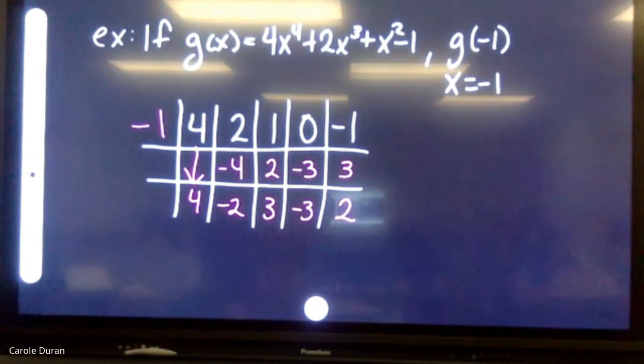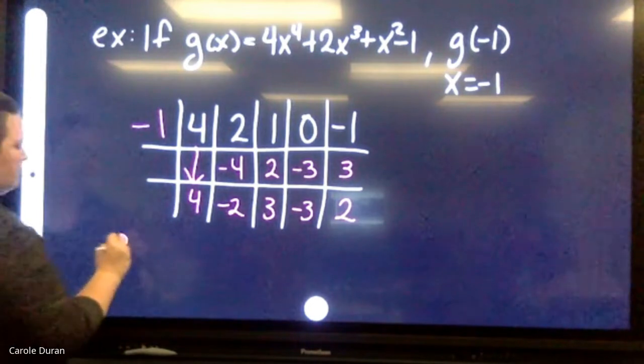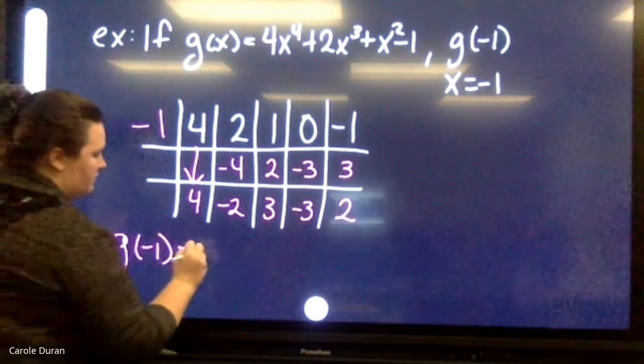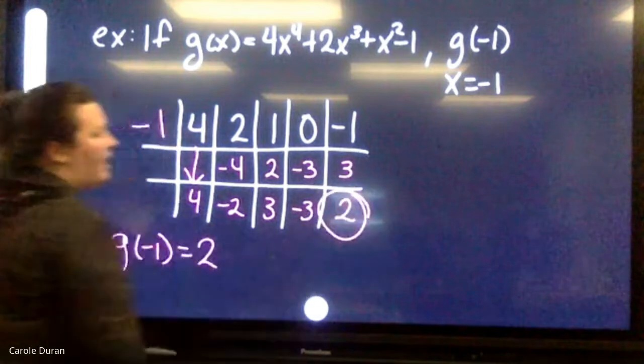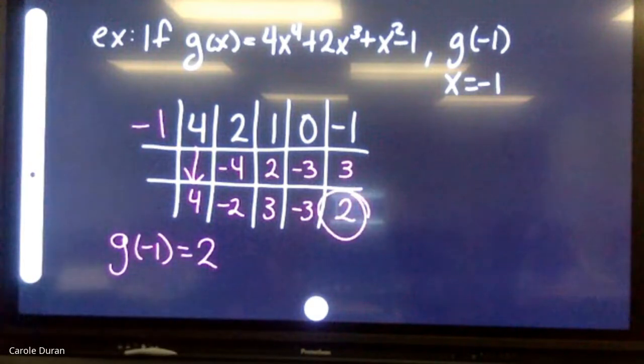Did it work out the same way on your paper? So what does this tell me about g of -1? It's equal to 2. That's exactly what it tells me. Because my remainder after the synthetic division process was 2, and remainder theorem tells me that that's my answer if I would have plugged -1 in. You're welcome to check this on your own. I promise that it works.